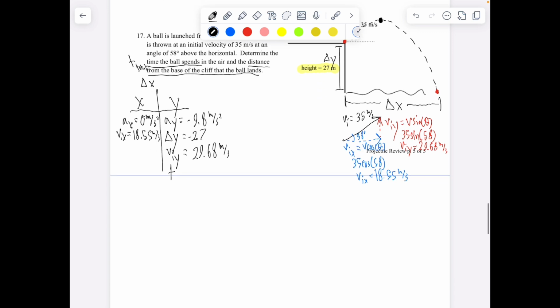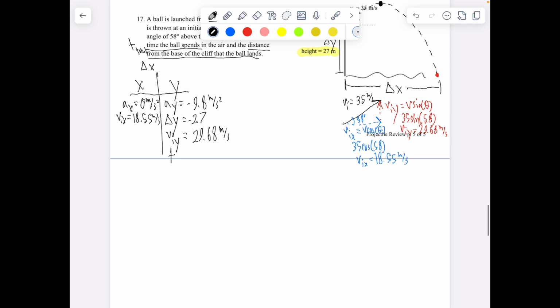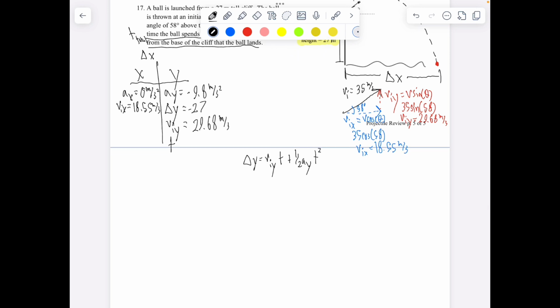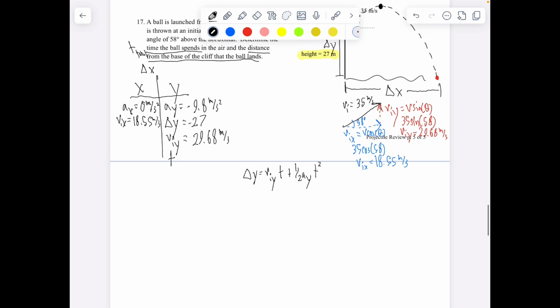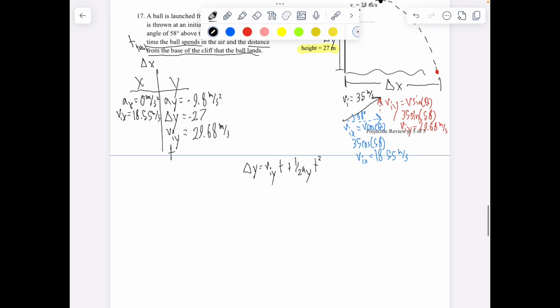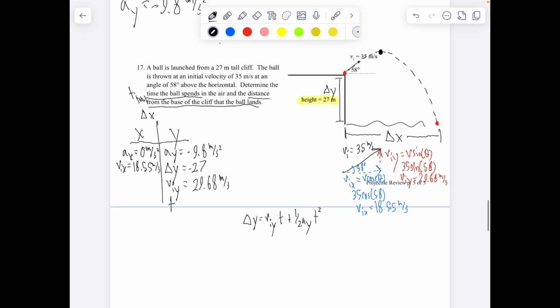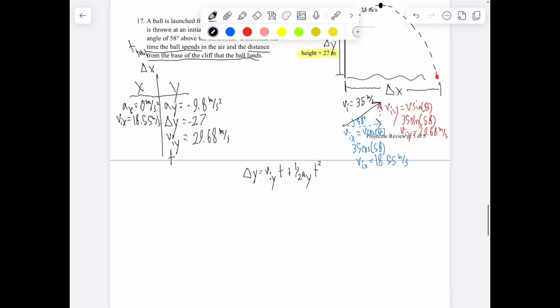What we can do then is say, well, we have a delta y, an initial velocity, and acceleration. We're looking for our time. Let's use our equation. Delta y is equal to our initial velocity in the y, multiplied by our time, plus one half acceleration in the y times time squared. We can plug in our information. Here, you would have to use the quadratic formula.